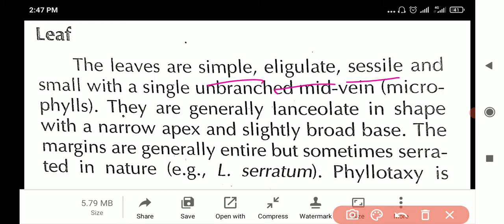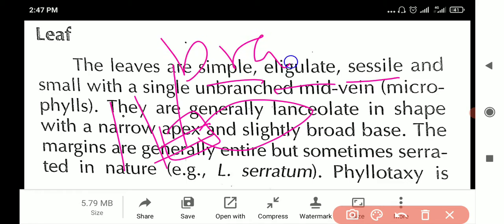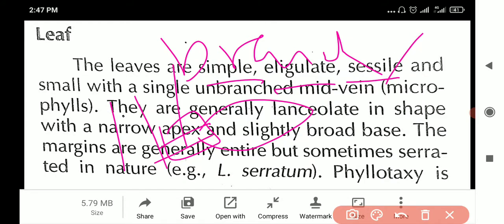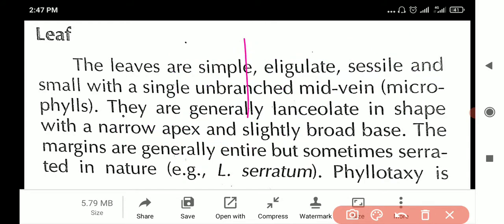It is sessile. Sessile means this branch is not there. If this is the stem, directly the leaf will come out like this, come out like that, directly from the stem. So it is sessile and the leaves are small with an unbranched mid-vein. So they are lanceolate in shape.